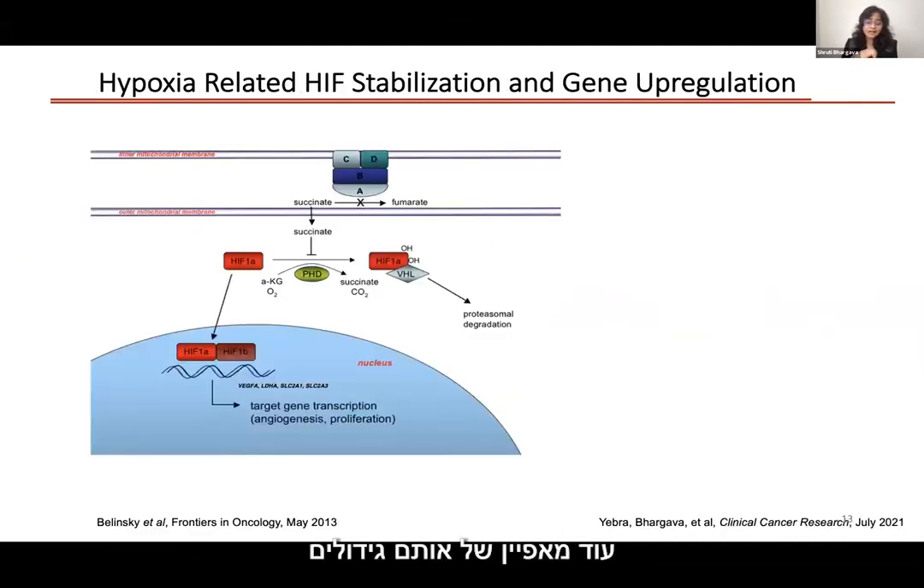Now, another feature of these tumors is that they mimic something that happens in the cell when it is deprived of oxygen, and that state is known as hypoxia.